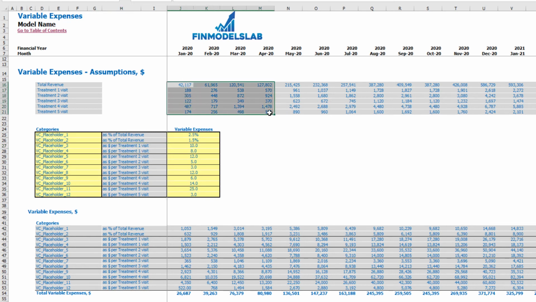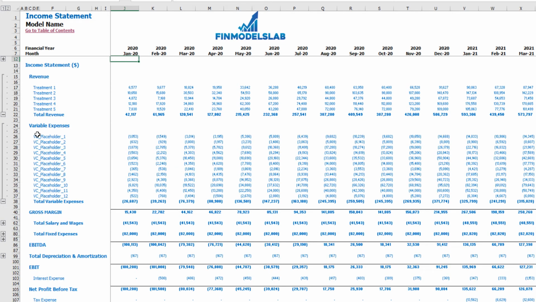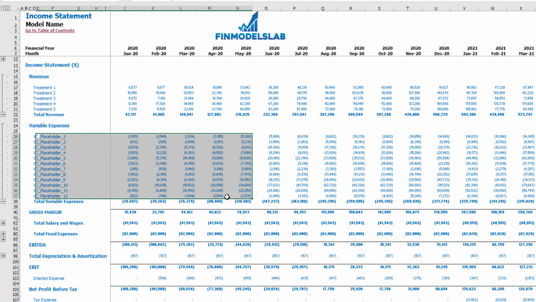On the top you may see the main drivers for this calculation, so you have total revenue and different counts of visits by months for each treatment type, and below you may input your assumptions. For variable expenses as a percentage of total revenue you can input different percentages, and for the next 10 line items you can input a dollar amount per 1 visit for this particular treatment. Below you may find the calculation of all these line items, and in the income statement, in the variable expenses section, you may see these amounts by months.